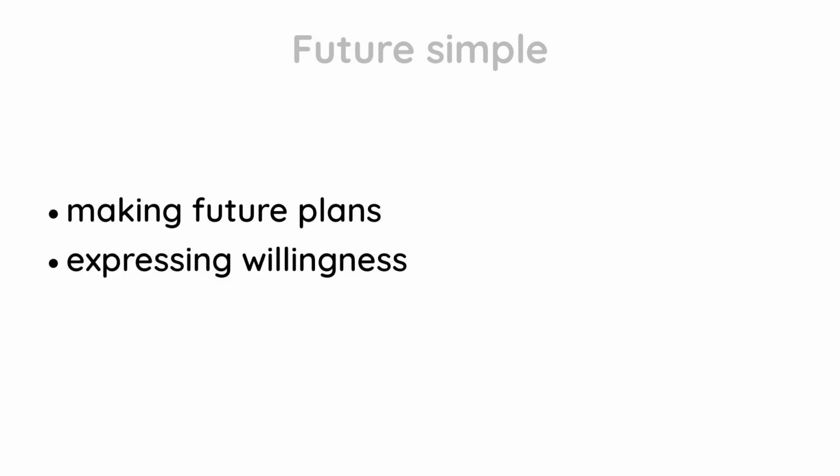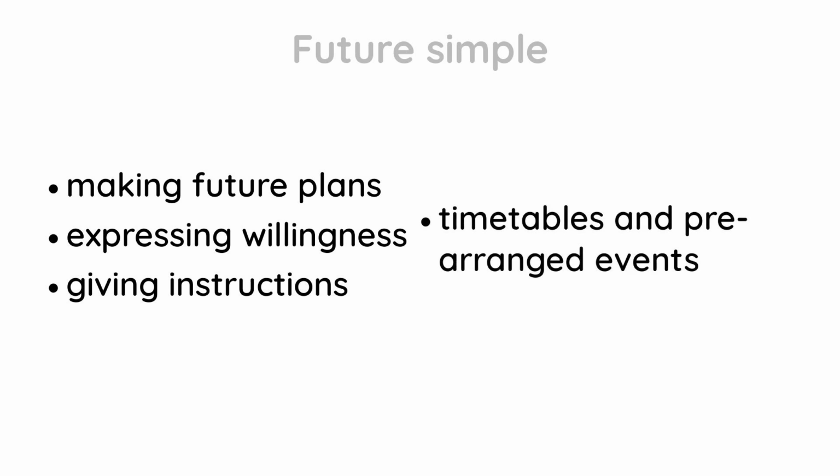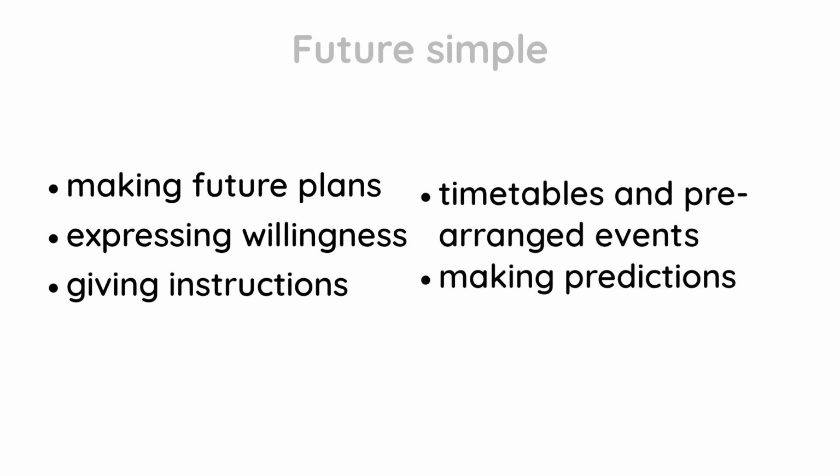To summarize, the future simple tense is a versatile verb form that can be used in many different contexts. It can be used when making future plans, expressing willingness, giving instructions, talking about timetables and prearranged events, making predictions, and hypothesizing.